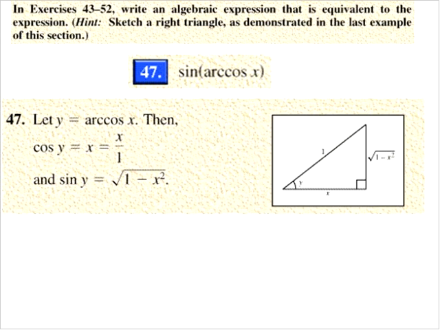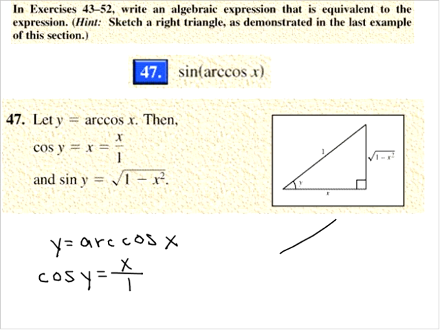All right, the next one, same thing. Let's start with the inside parentheses. y equals arc cosine of x. Multiply both sides by cosine. I'm going to change that so it's a fraction. So when I draw my triangle, I'm going to let this be angle y. Cosine is adjacent over hypotenuse. So when I'm trying to use my Pythagorean theorem, I get the missing side to be the square root of 1 minus x squared.